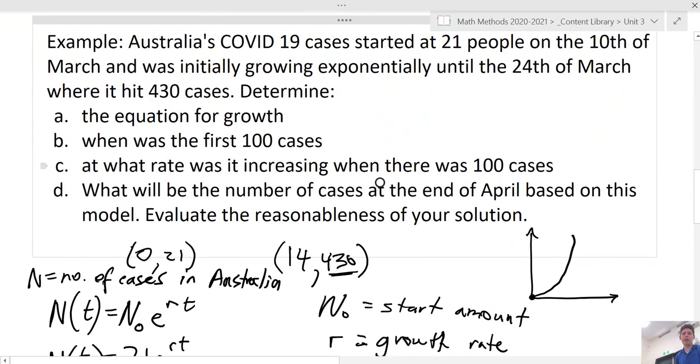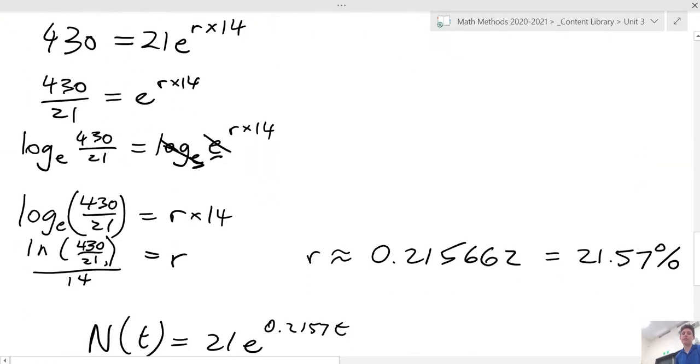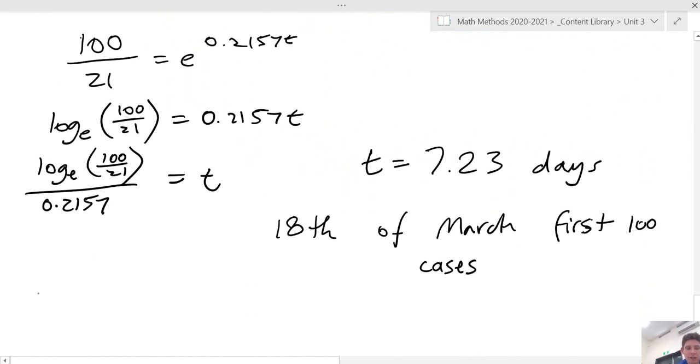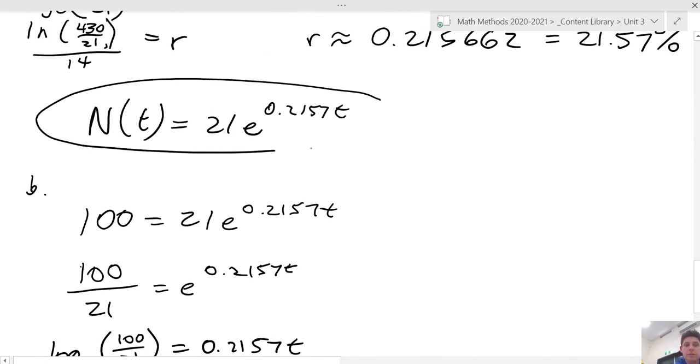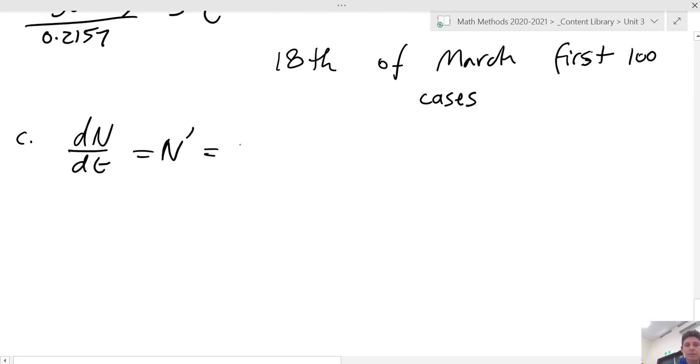Okay, so the rate of increase when there was 100 cases. So we're using derivatives now. dN/dt. Yeah? Or you guys might have seen it like that. Yep. Okay, so now we have to find the derivative of our function here. What would the derivative of that function be? Perfect. You bring the coefficient in front of t out the front. Do you remember doing this? Yep.